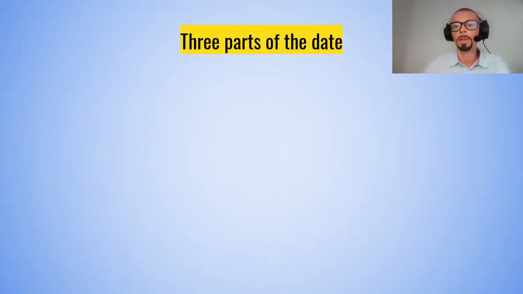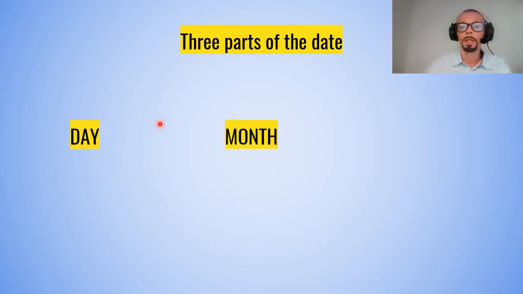In every date, we have three parts. Part number one is the day, the number of the day. Next is the month. What month is it? And the last place is for the year. So, to say a date, we have to name a day, a month, and a year.